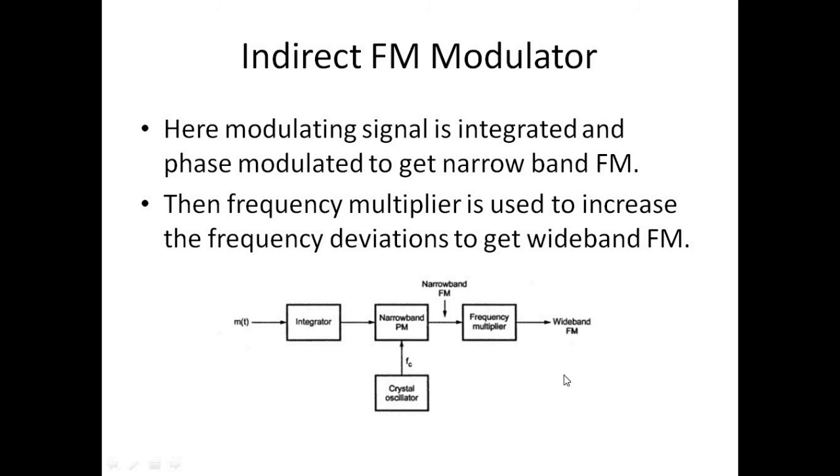In the case of the indirect FM modulator, the modulating signal is integrated and phase modulated to get the narrowband FM. Then a frequency multiplier is used to increase the frequency deviation to get the wideband FM.